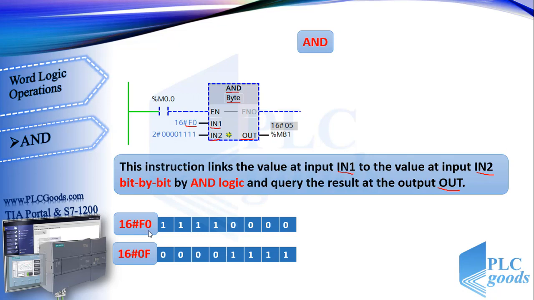First input is F0. If we split this hexadecimal number into binary, we will have its equivalent binary number. This is the second input. As you see, if we want to enter a binary number, we use 2 plus sharp, and if we are writing a number based on hexadecimal form, we use 16 plus sharp.